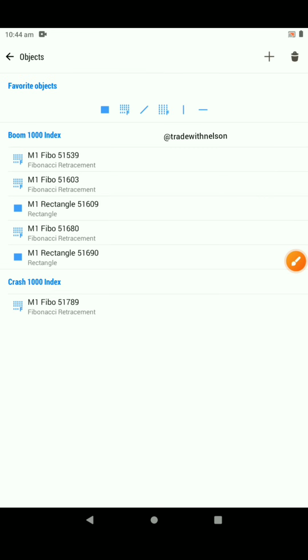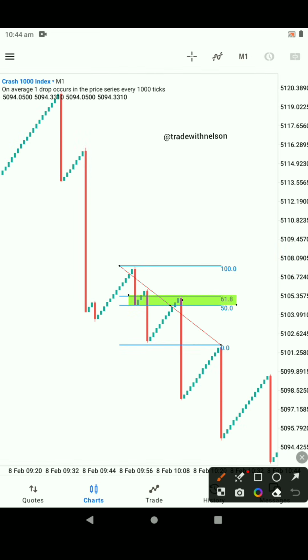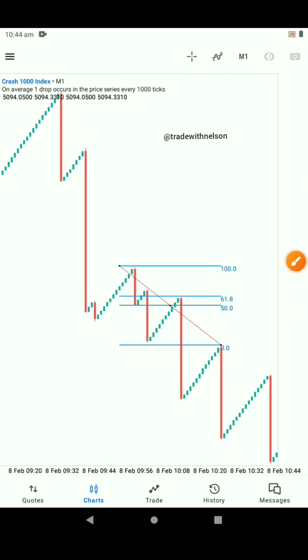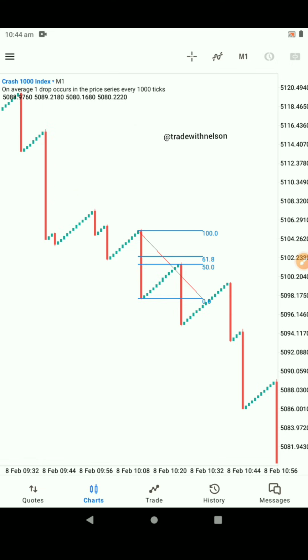Then we take a triangle and put it at the 50 level. We see once the market enters into the 50 level, we see a spike to the downside. So once we have that, we take our next level again. So this is one of the best ways you can actually trade the boom and crash market. I do this also. This one has a very nice win rate because you are catching spikes.